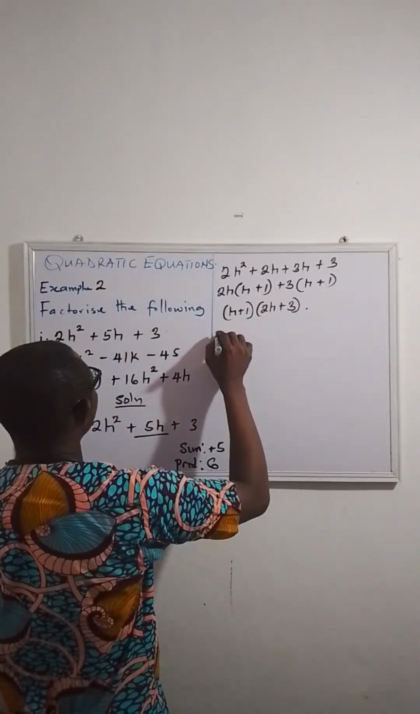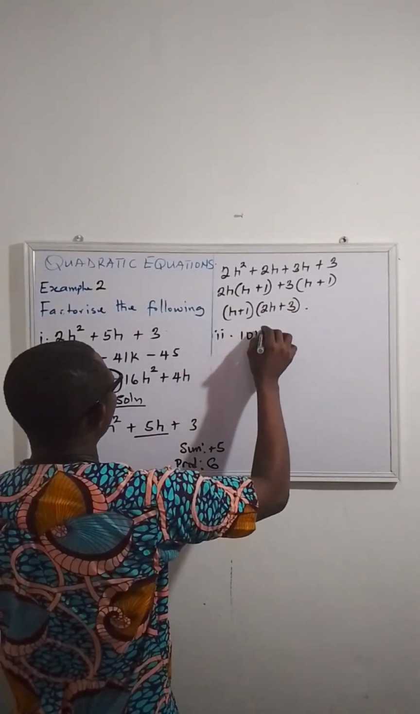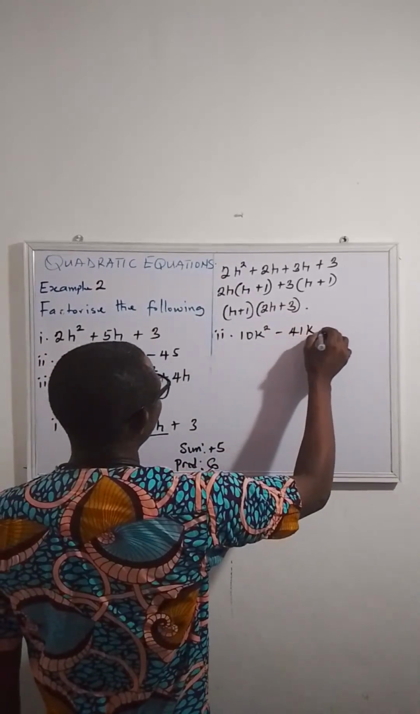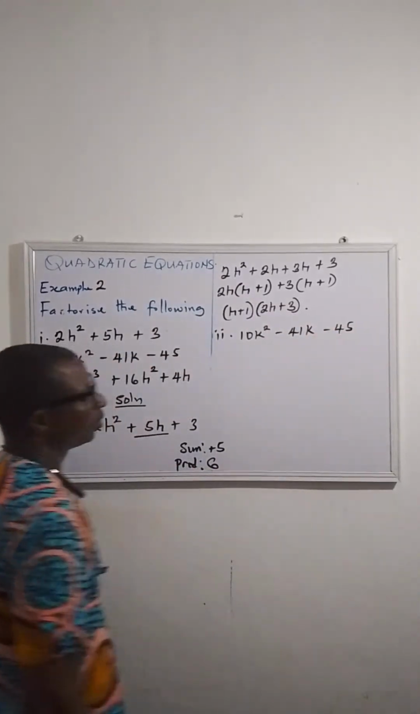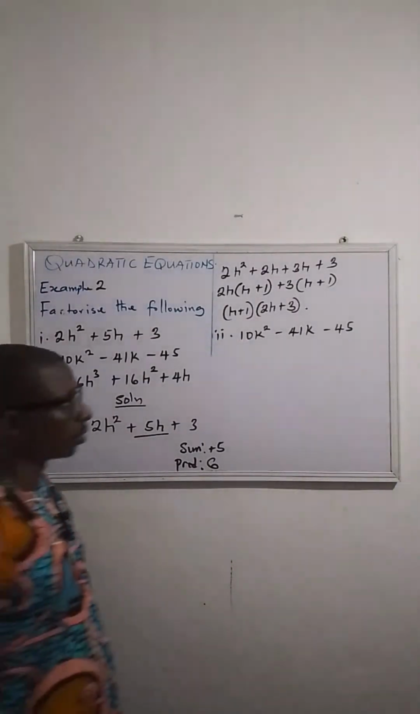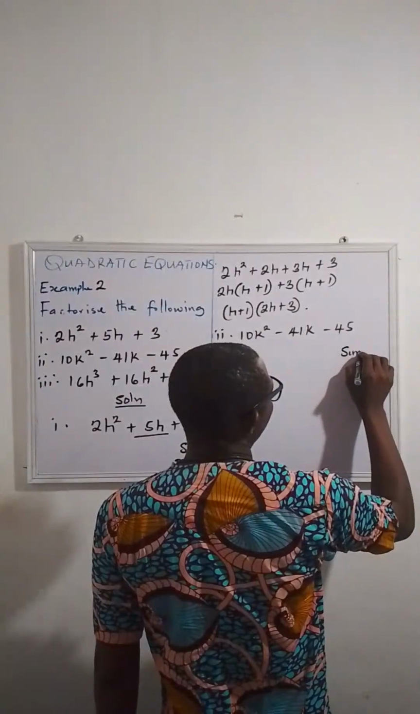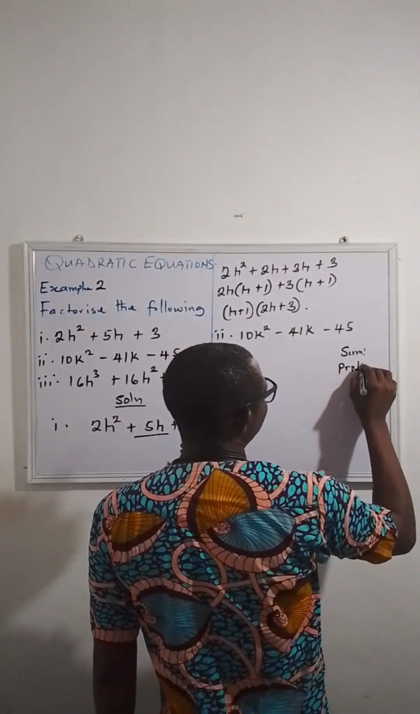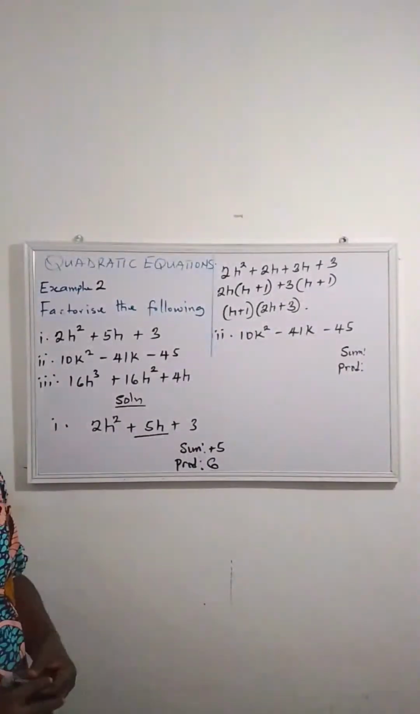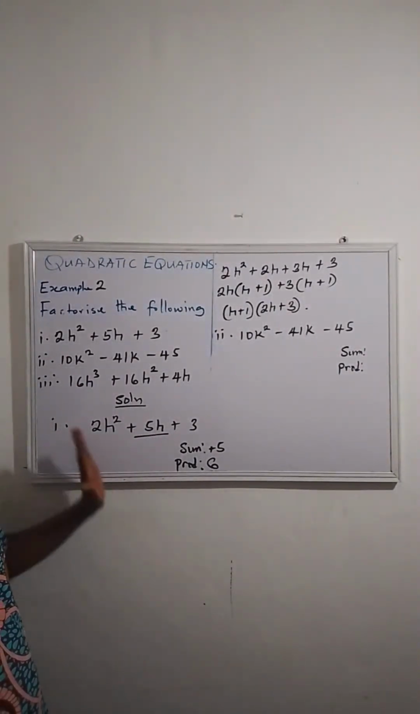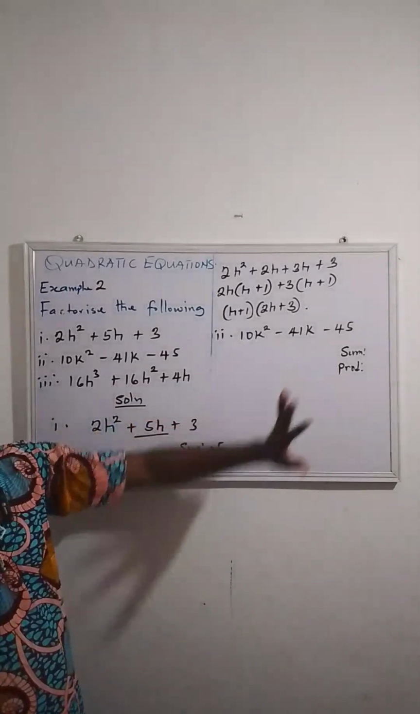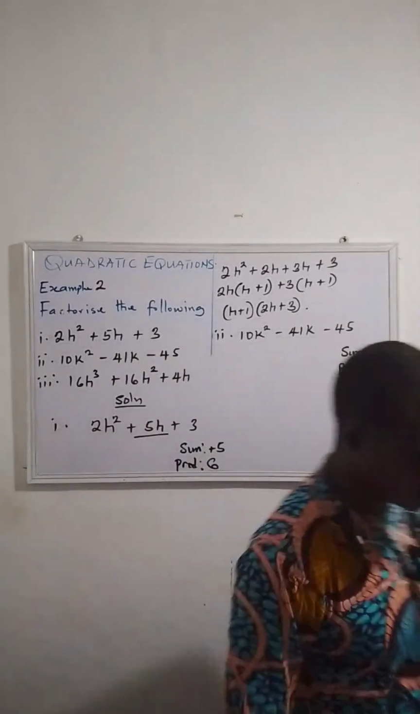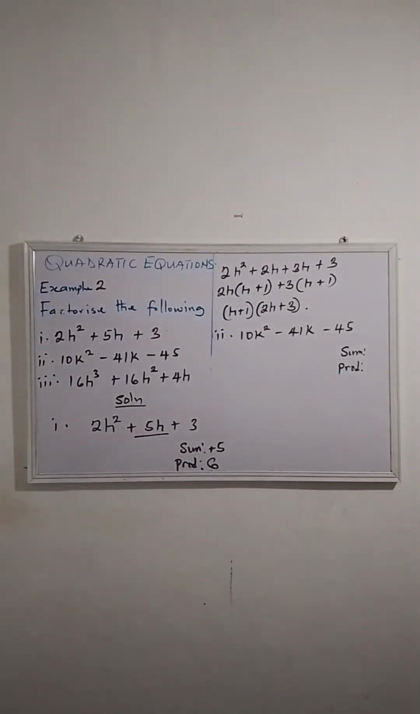So we have 10k squared minus 41k minus 45. So how do we factorize this? What is the sum and what is the product? By now I think every one of you should be able to give me the correct answer, the sum and the product. You have to be fast about it so that we'll be able to cover a lot of things. Drop your answer in the comment section, the sum and products. You must be able to identify all of these things before you're able to factorize a quadratic expression.